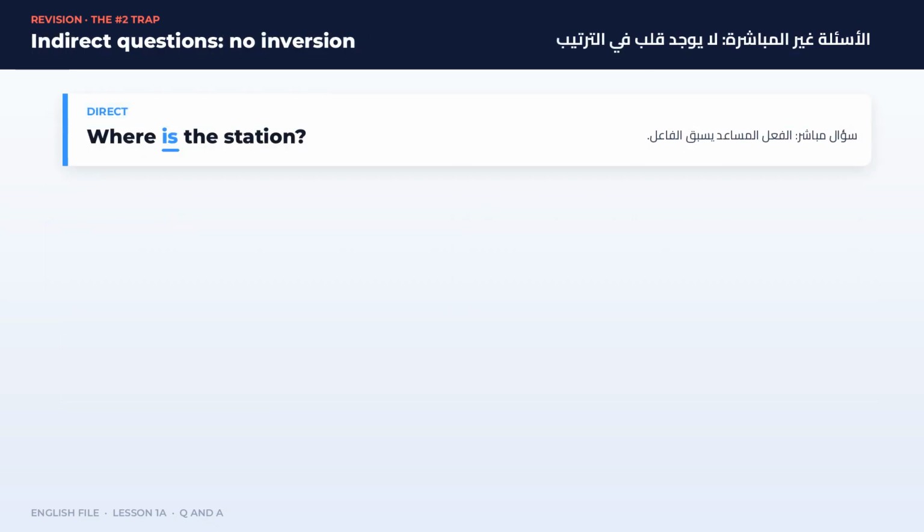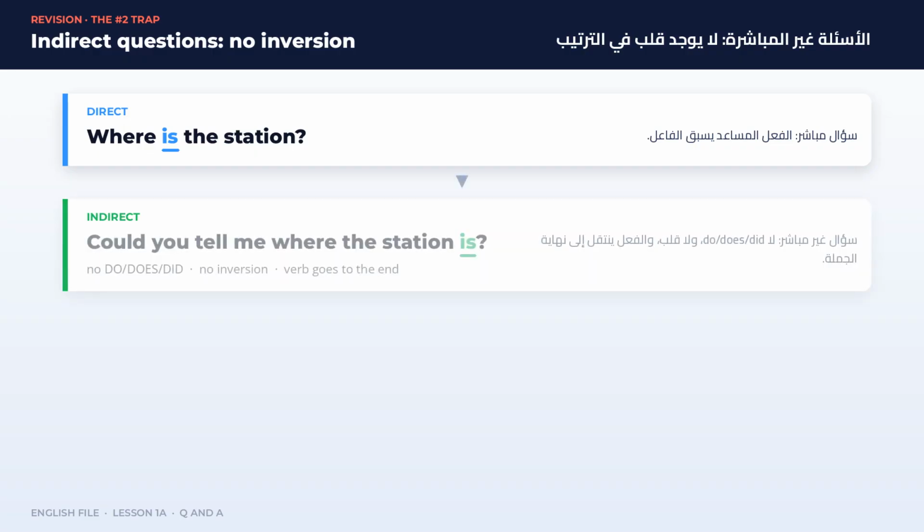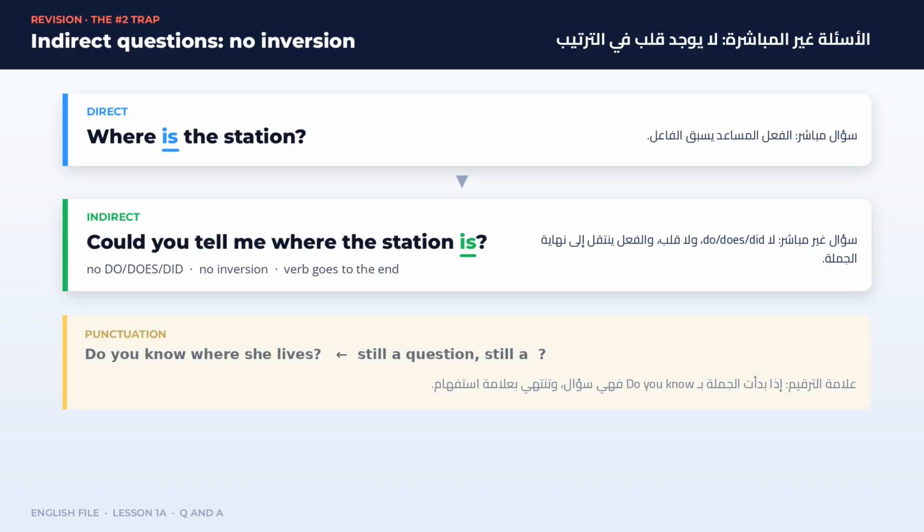Second big one, indirect questions. When a question is hidden inside a longer sentence, like could you tell me or do you know, the inside part stops being a question, so no inversion and no do, does, or did. Where is the station becomes could you tell me where the station is. The verb slides to the end, and watch the punctuation. If the sentence begins with do you know, the whole thing still ends with a question mark.